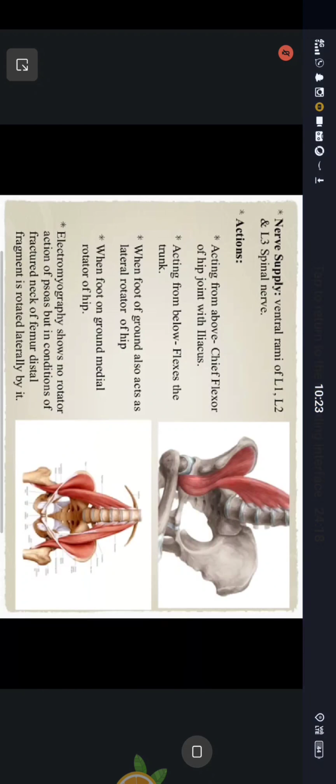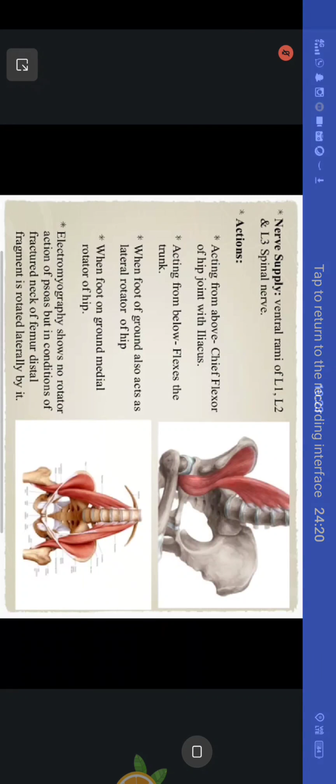They will be flexed forwards or backwards.